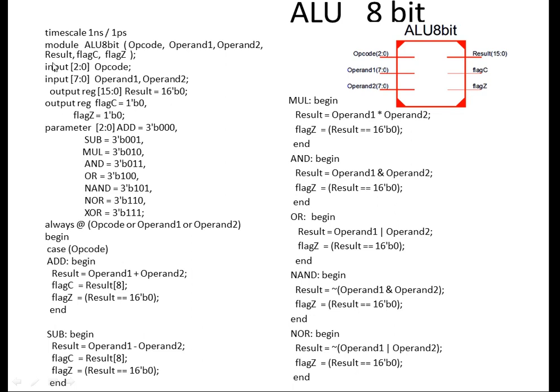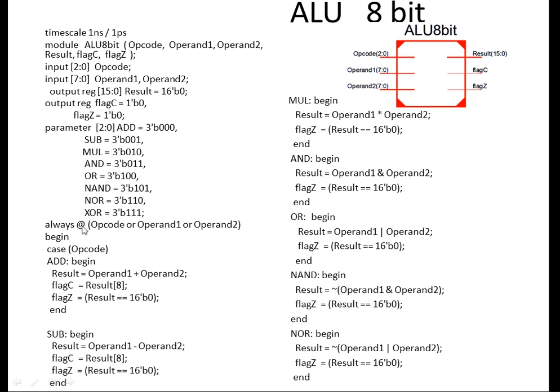For the output, result first we have made all zeros, flag register 0, then carry flag all made zeros. Now for the 3 bits, we have taken parameters. The code for add is 000. Add 000, subtract 001, mul 010, and operation 011, or operation 100, NAND operation 101, NOR operation 110, and XOR 111. These are the opcodes.